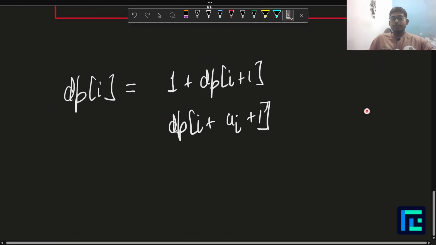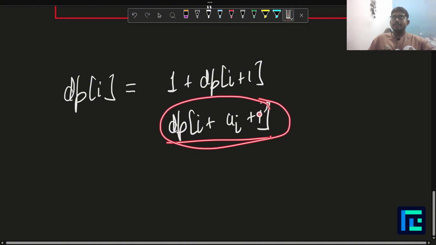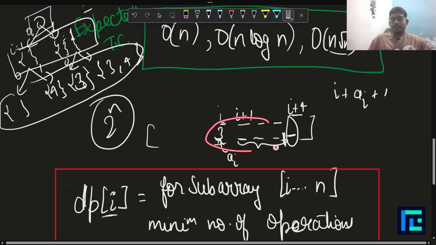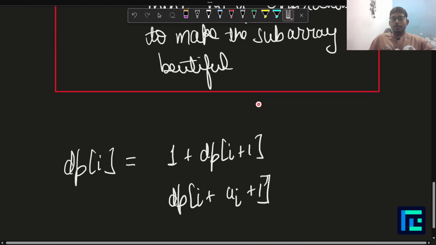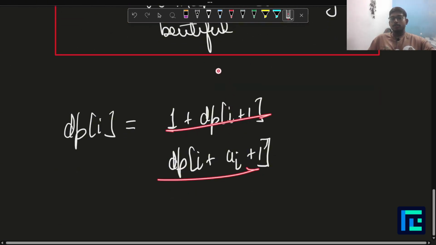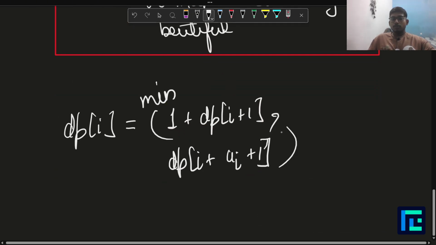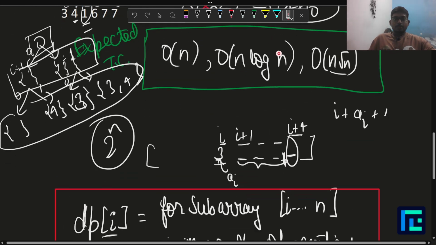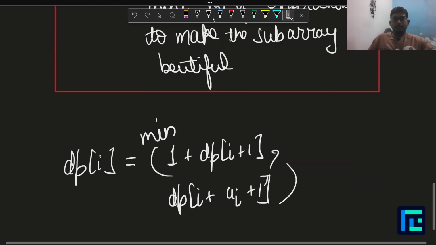So the number of removals would only be through this. The value of dp[i + ai + 1], whatever it is, would be the minimum number of operations for dp[i] also, if you are taking these elements. So my final answer would be either this or this, whichever gives the minimum. I can write my transition like this: the minimum of 1 + dp[i+1], or this.